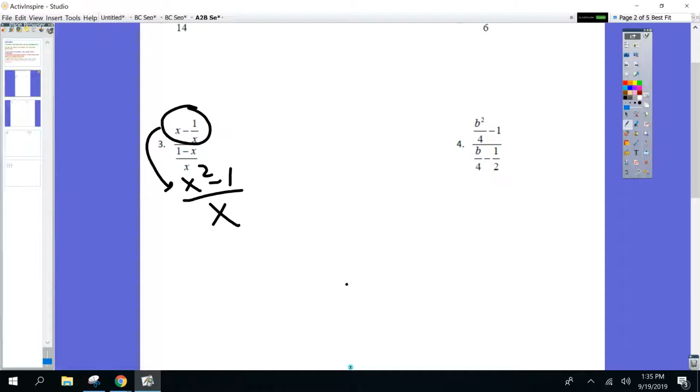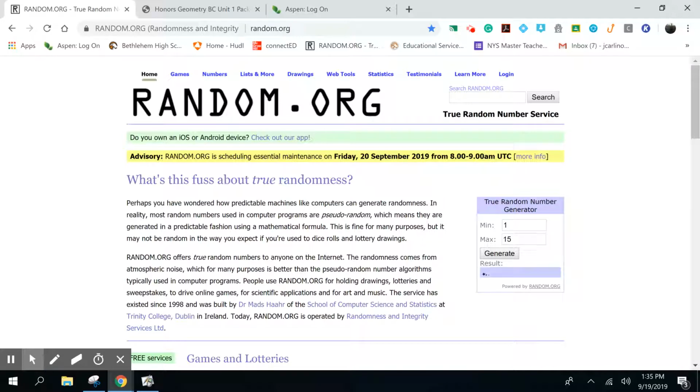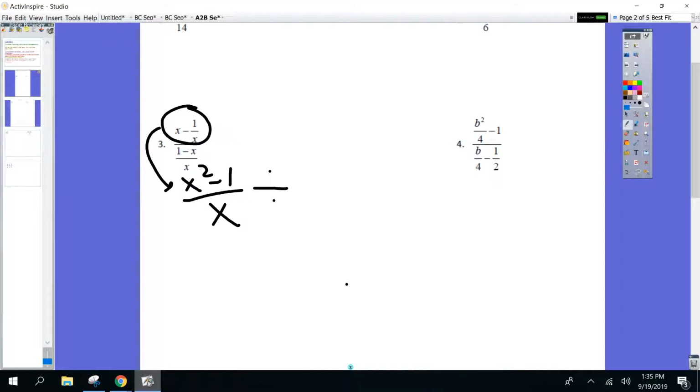Please ask if you don't know where it's coming from. I had to multiply the x by x and the 1 by nothing. All right, divided by, what's on the bottom? 13, what's on the bottom? And I don't need to touch that because that's already one fraction. Sometimes I'll have to work on both, but not this time. I only had to work on the numerator. All right, multiply and flip.